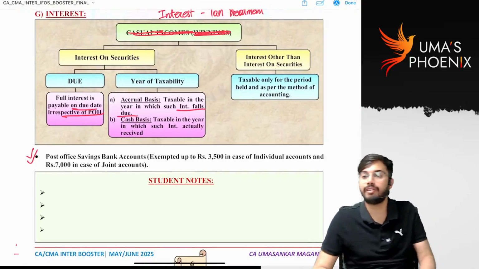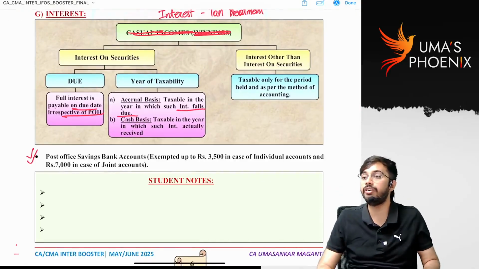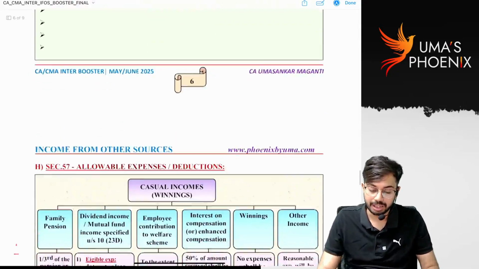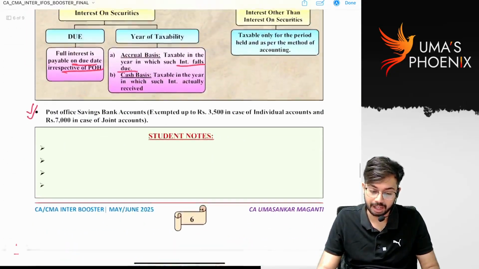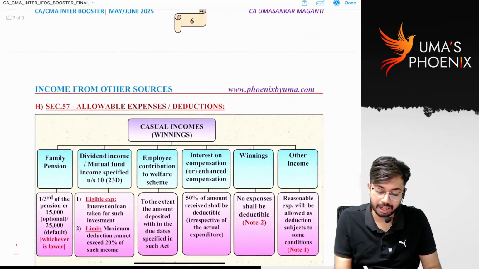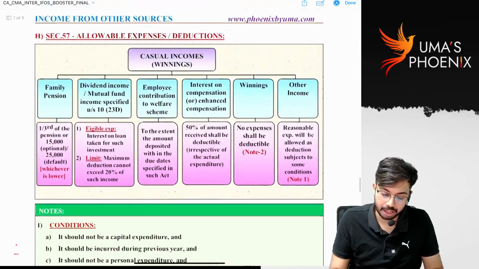Next, I told this point, in case of post office savings account, interest exemption is available up to 3,500 in case of an individual account. If it is a joint account, 7,000 rupees exemption is available. Next, write down here allowable expenses or deductions.